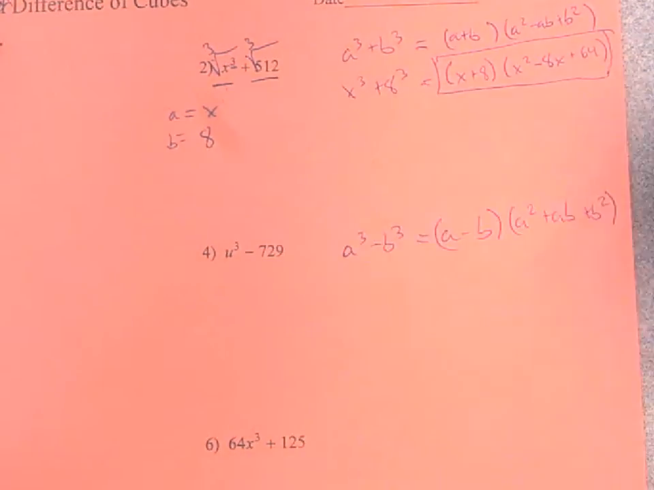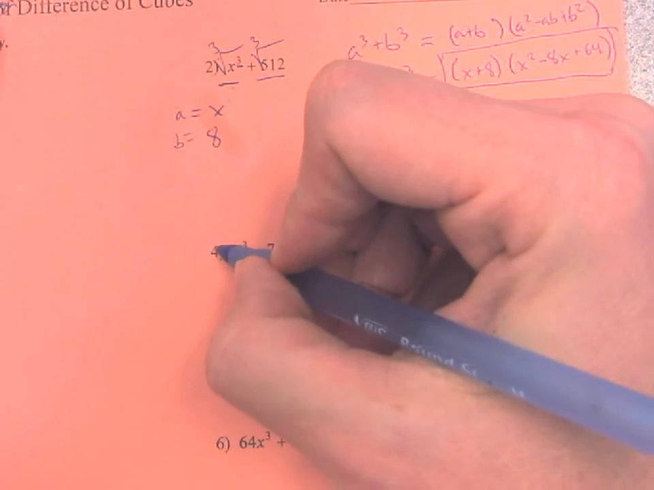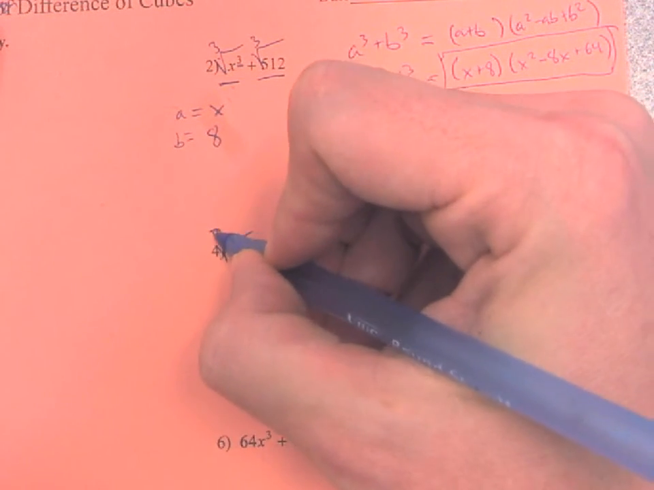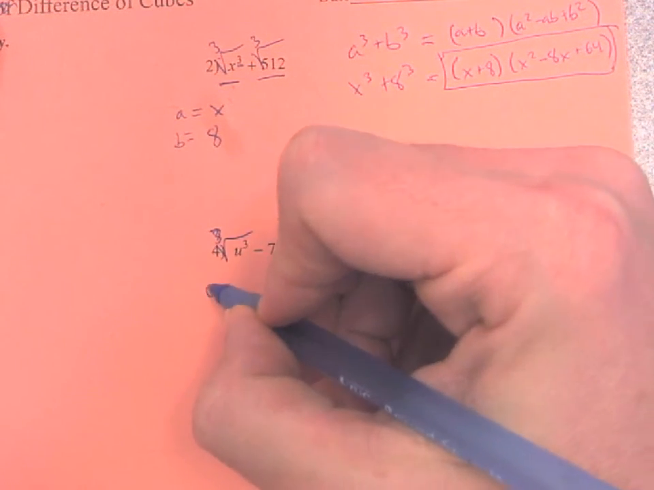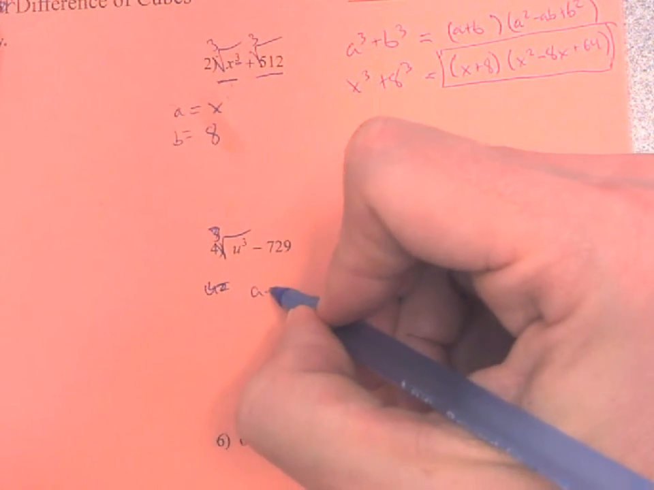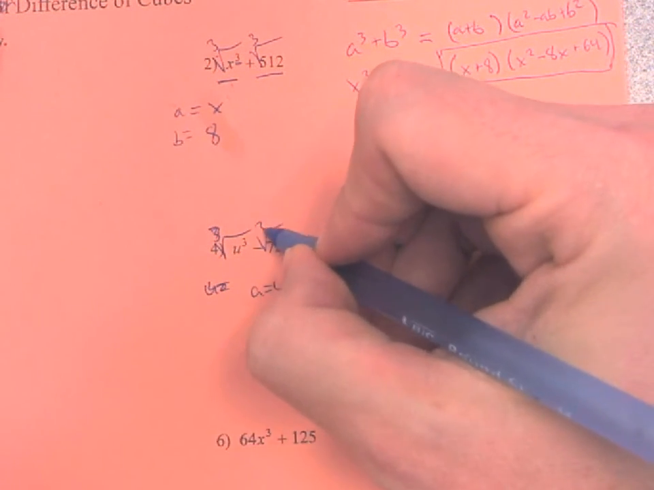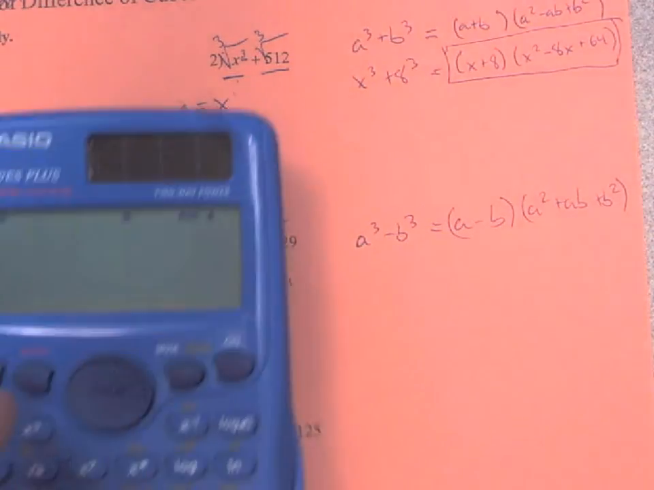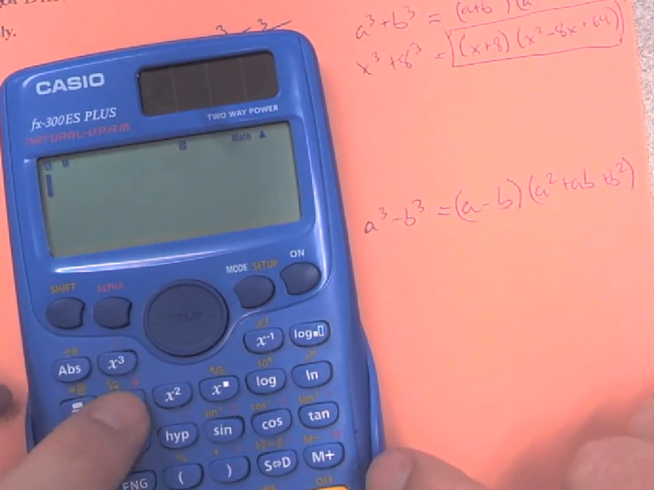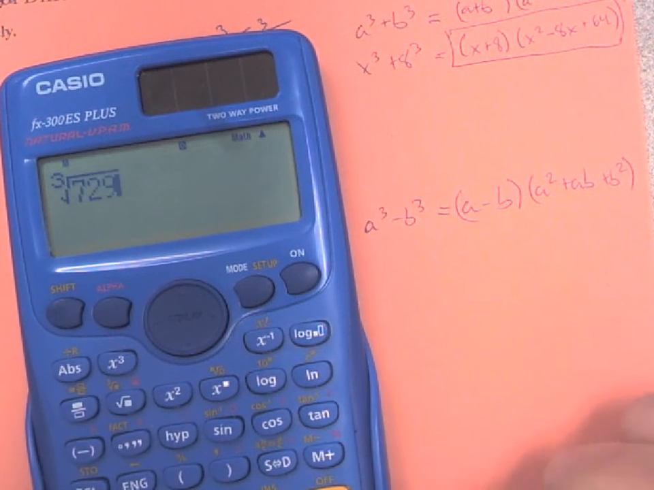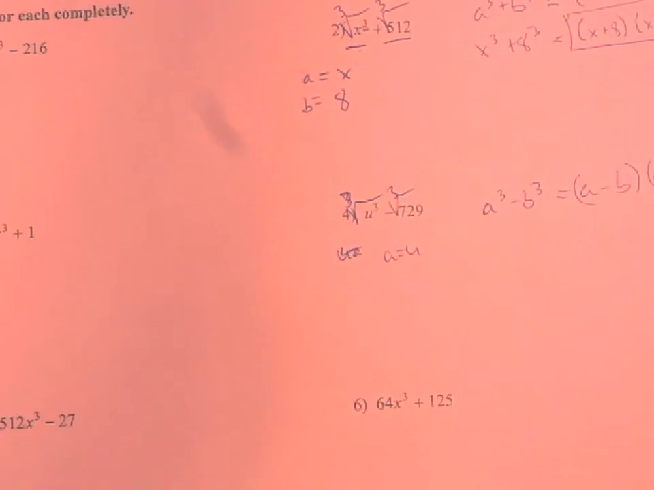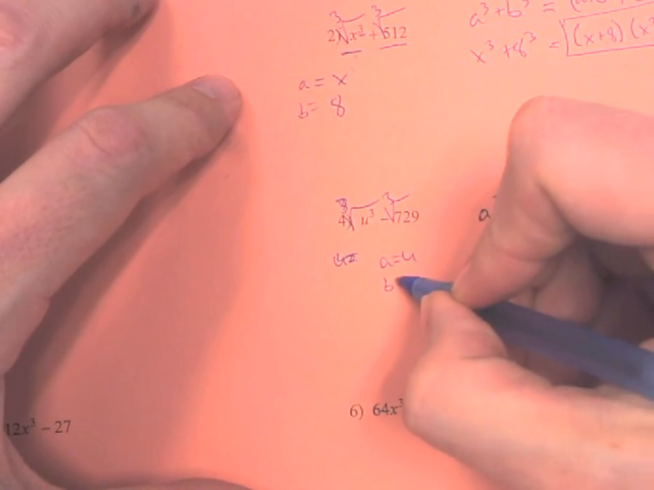Okay, so we know what our format is. We just got to figure out what the building blocks are. So what are the a's and the b's? We're going to take the cube root of u to the third. That's going to be u. We're going to take the cube root of 729. Pretty sure that's 9. Let's double check. Okay, so that's 9. So a is equal to u and b is equal to 9.